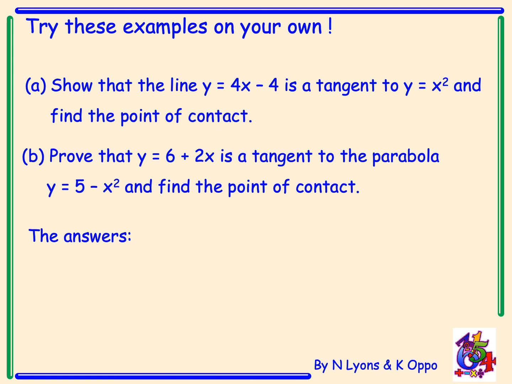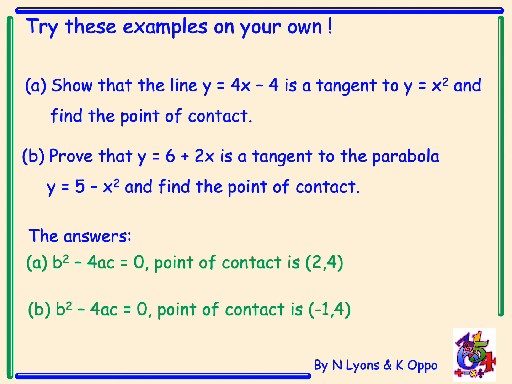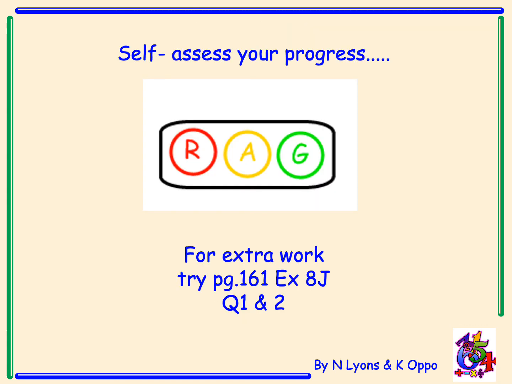The answers. A, you should have got your discriminant equal to 0 and the point of contact was 2, 4. And B, again, discriminant is equal to 0 and the point of contact is negative 1, 4. If you would like some extra work to try, turn to page 161, exercise 8J, questions 1 and 2.